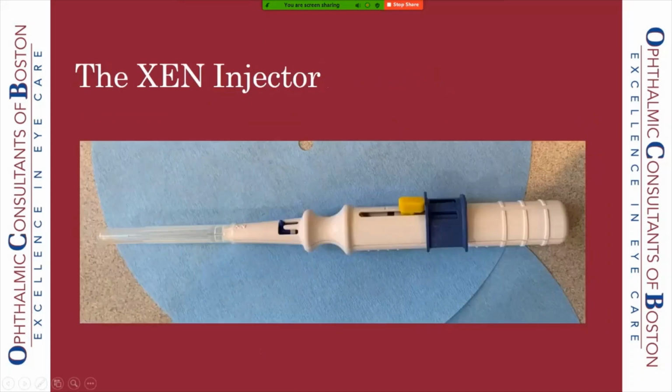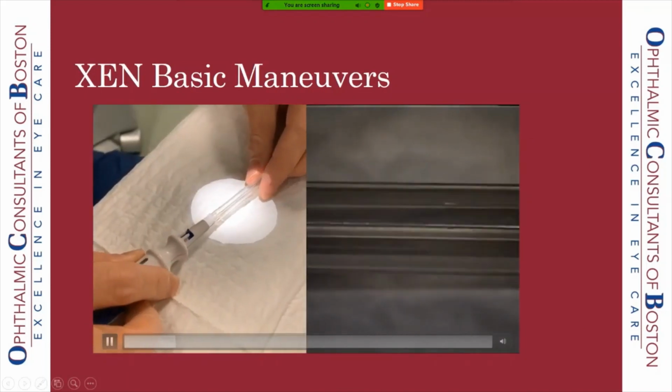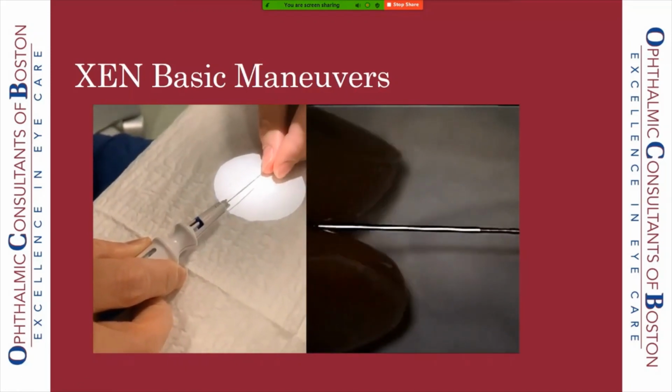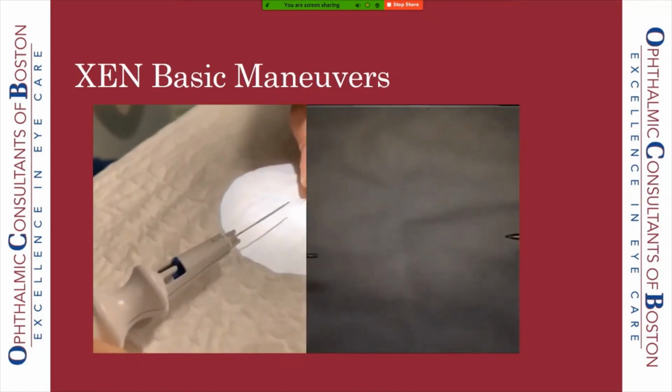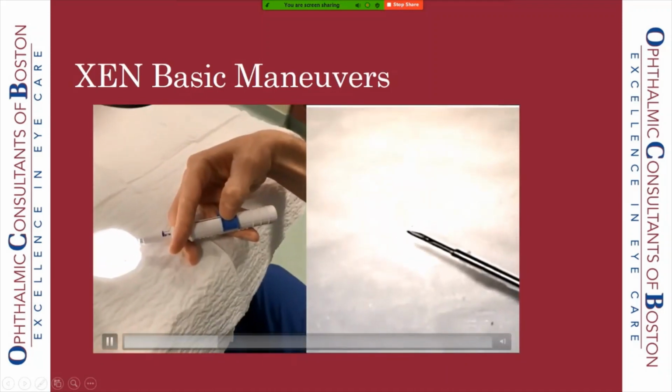This is a close-up of the Zen injector. There's a plastic cap with a metal post in the needle, and then this is the thumb slide, the injector slide that you advance forward to actually deploy the stent, and this yellow stopper is here to prevent accidental deployment. So some basic maneuvers. You simply pull the cap off, exposing the metal post. You then pull off the metal post and you see the needle. Then you remove the yellow stopper and you're ready to deploy.